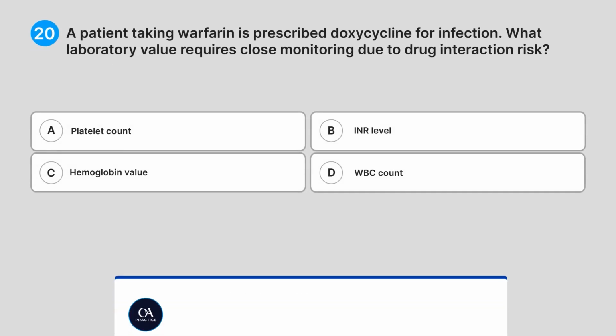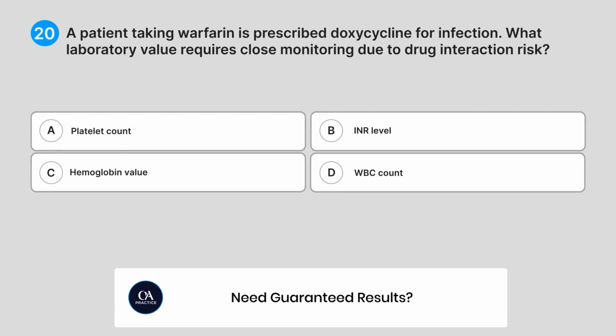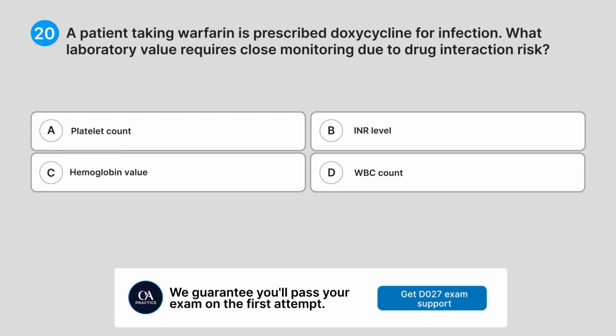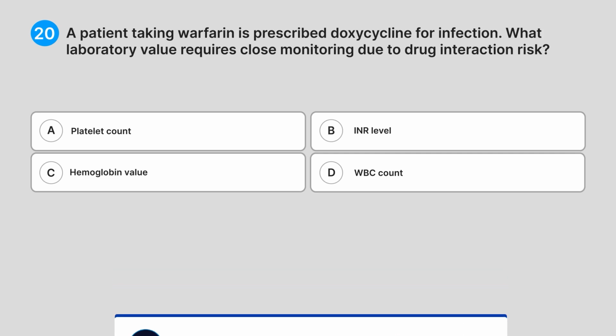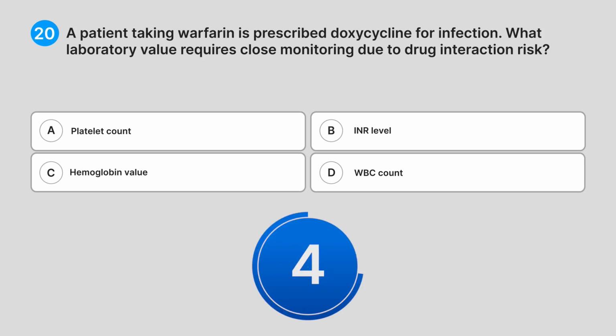20. A patient taking warfarin is prescribed doxycycline for infection. What laboratory value requires close monitoring due to drug interaction risk? A. Platelet count. B. INR level. C. Hemoglobin value. D. WBC count. Do you know the answer?